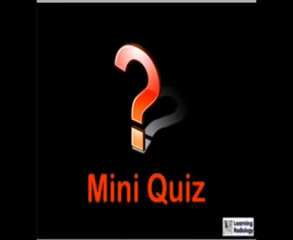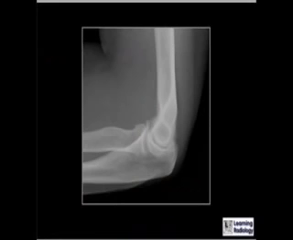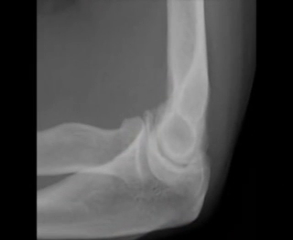It's time for your mini quiz. Turn off your MP3 player or your computer while you ponder this lateral elbow in an individual who has elbow pain.